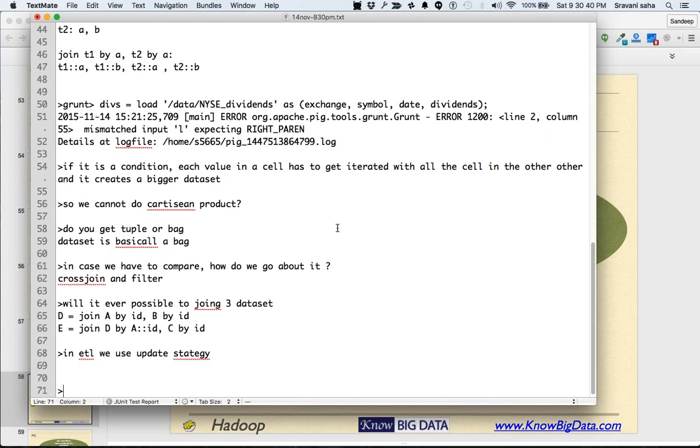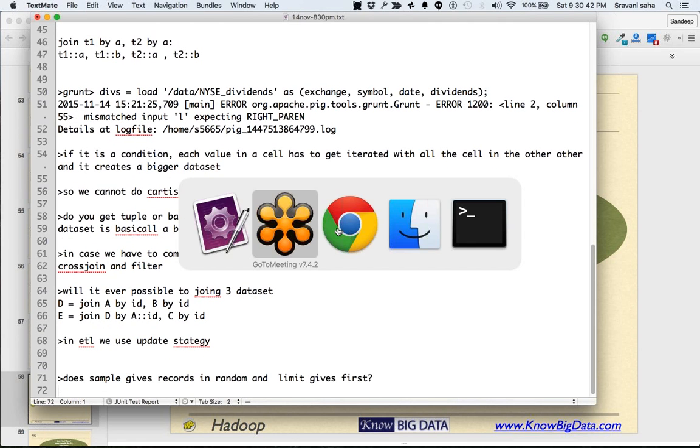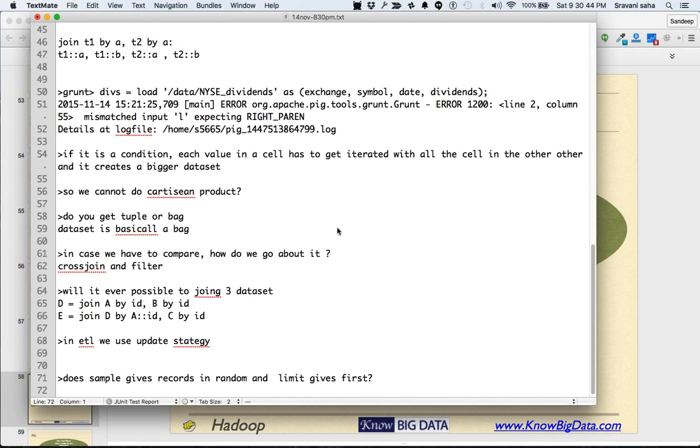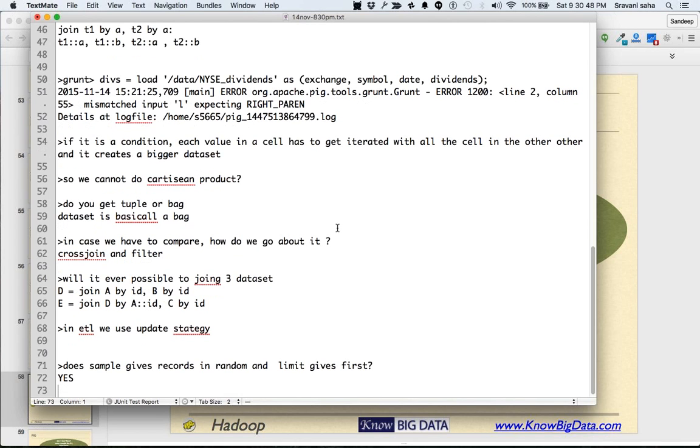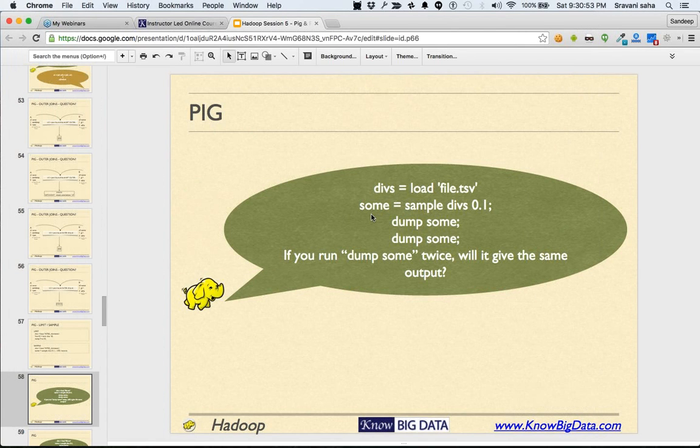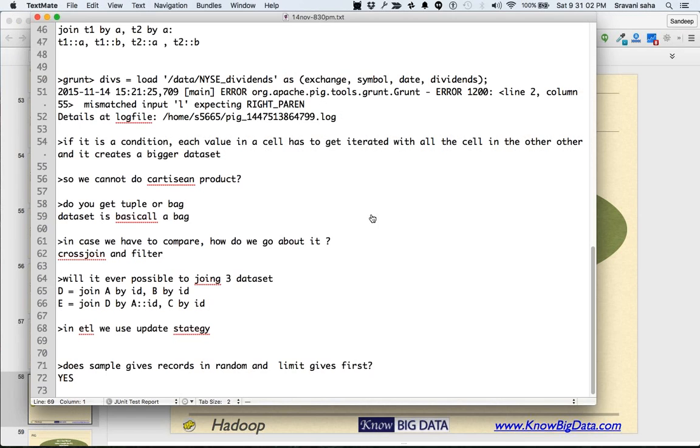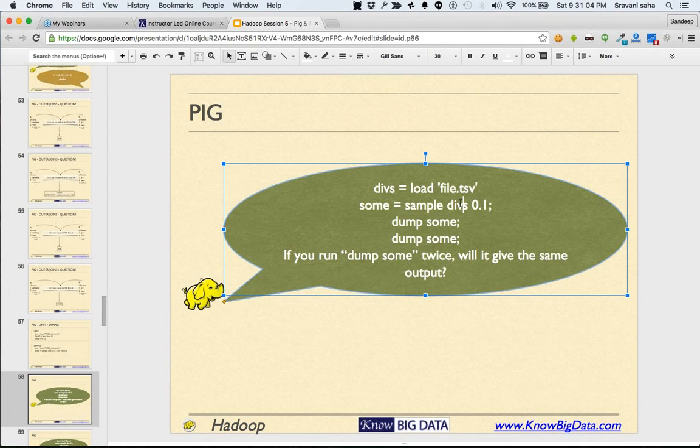All right. So Ganpati's question is, does sample give records in random and limit gives first? Yes. Okay. And also in case of random, we do not say that we need this many records. Instead, we say this much fraction we need. All right.